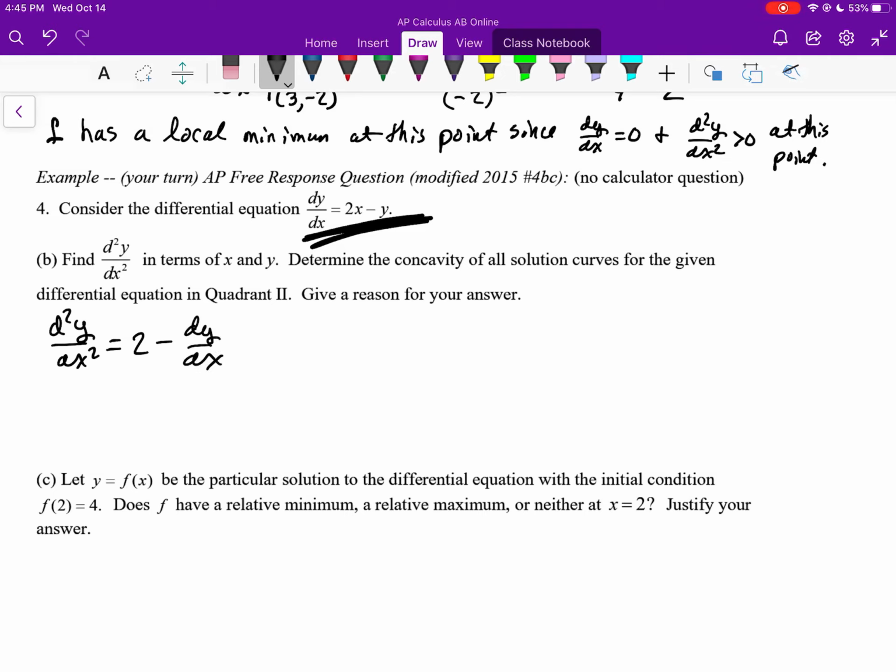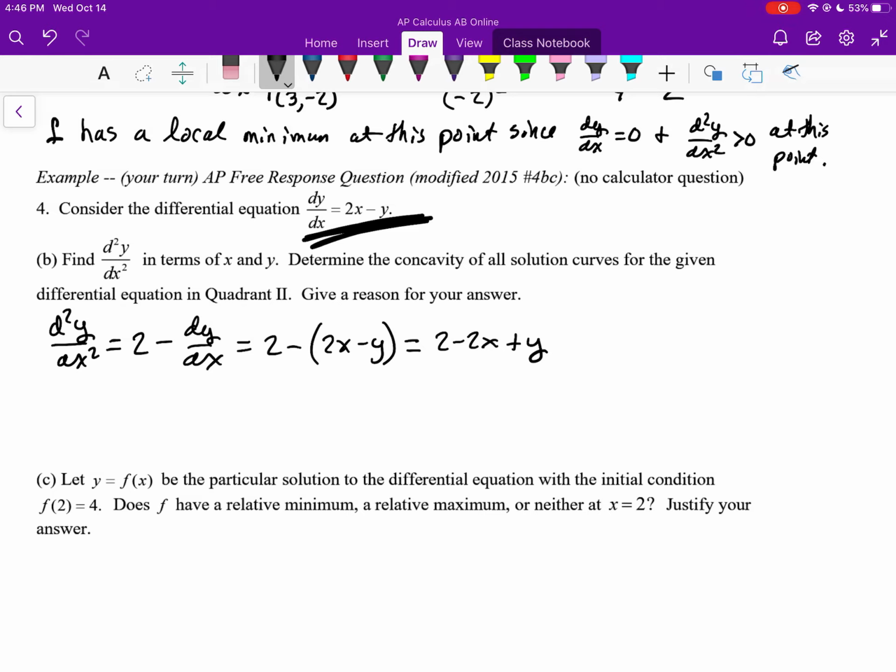They want me to write this in terms of x and y. They don't want me to write this in terms of dy/dx, and so I need to replace the dy/dx. Fortunately, I know what dy/dx is equal to. It is 2x minus y. This is going to be 2 minus 2x plus y. This over there is my second derivative.